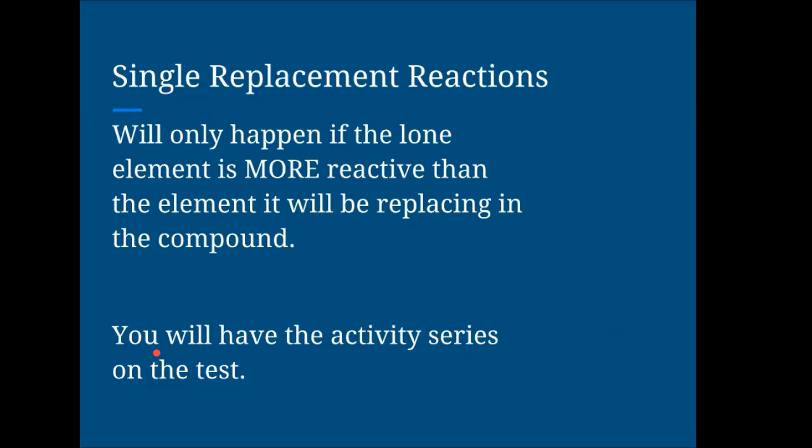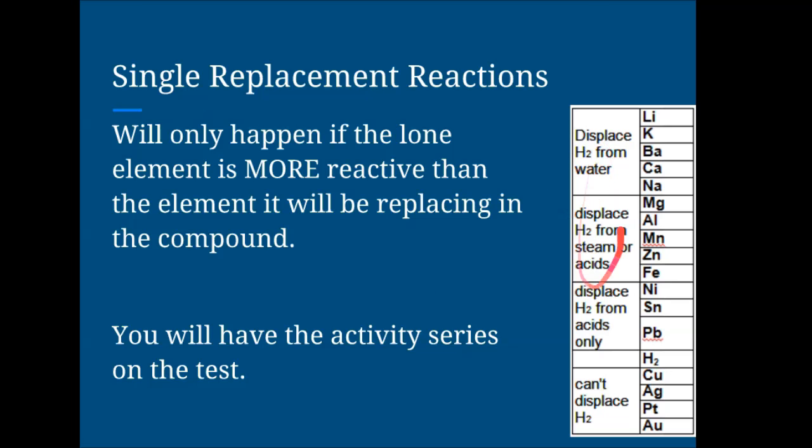How are you going to know what's more reactive? Well, you're going to get this thing called an activity series. You'll have it on your test, so you don't have to memorize this. It's on your homework, to the right of the page on part 5. The way that this works is to think about it like rankings. The strongest, the most reactive thing is at the top, and the weakest, the least reactive thing is at the bottom.